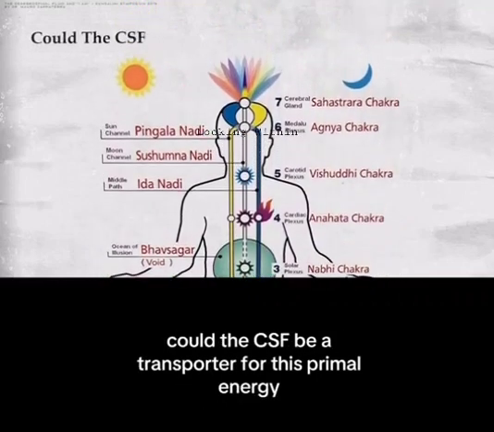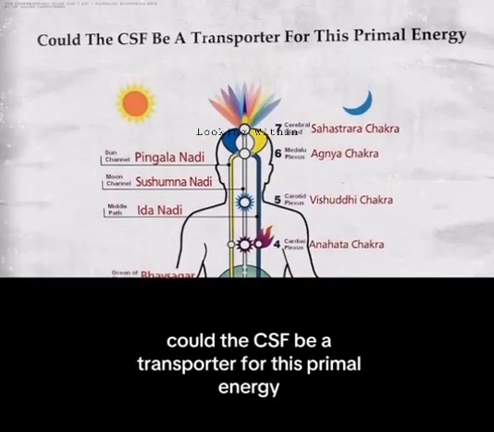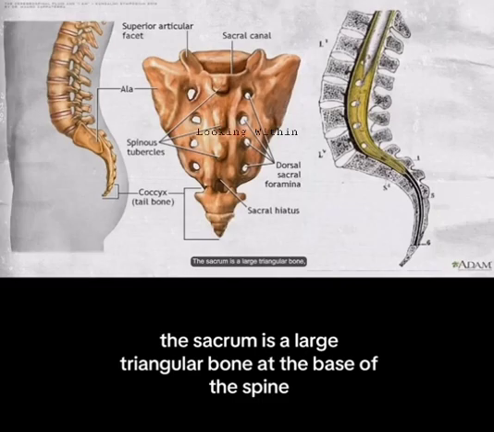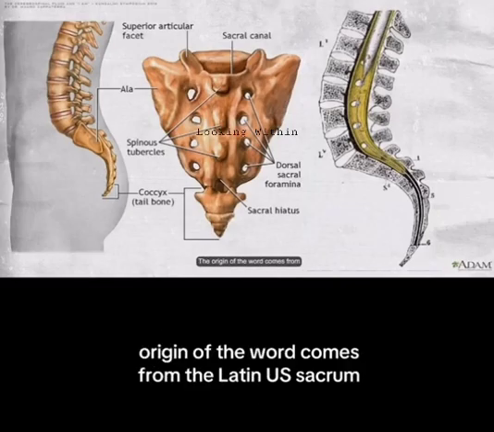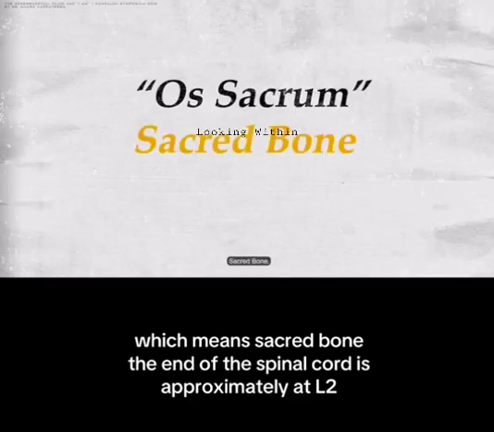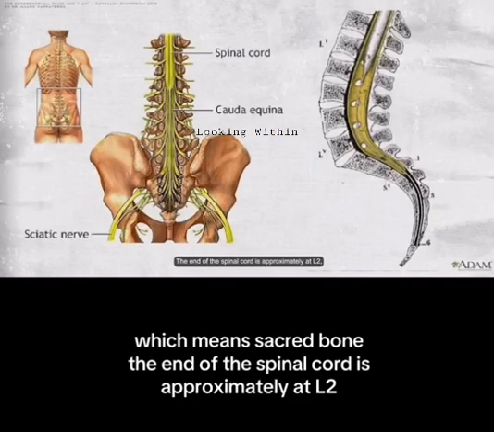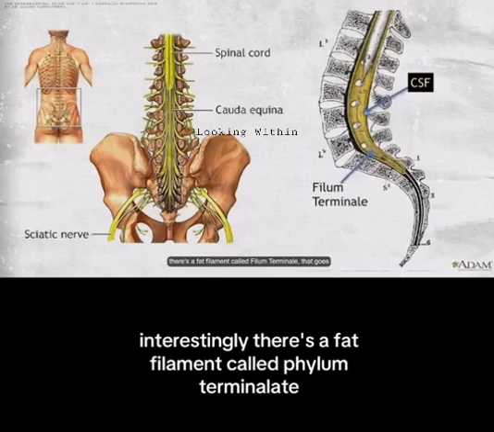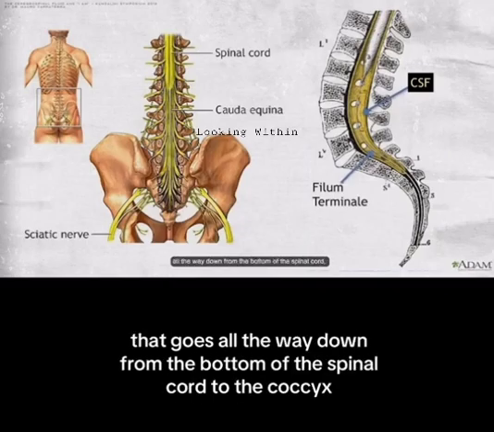Could the CSF be a transporter for this primal energy? Well, let's take a look at some of the anatomy. The sacrum is a large triangular bone at the base of the spine. The origin of the word comes from the Latin os sacrum, which means sacred bone. The end of the spinal cord is approximately at L2, and the CSF goes all the way down to about sacral level 2 or 3. Interestingly, there's a filament called the filum terminale that goes all the way down from the bottom of the spinal cord to the coccyx.